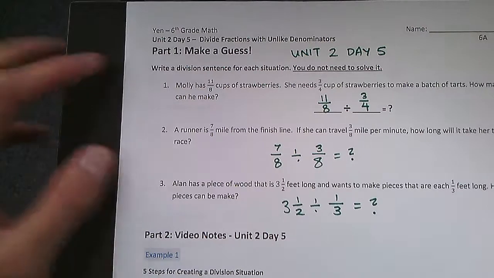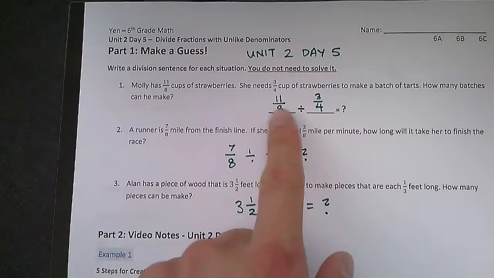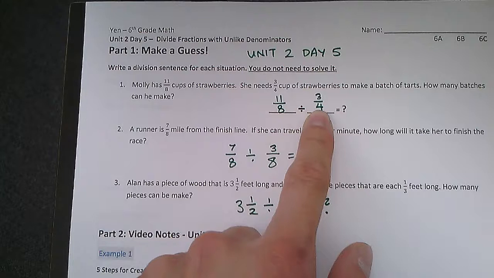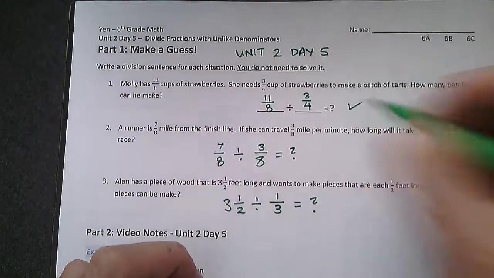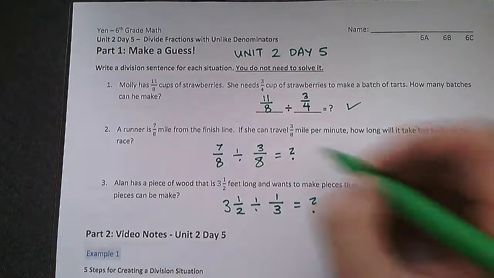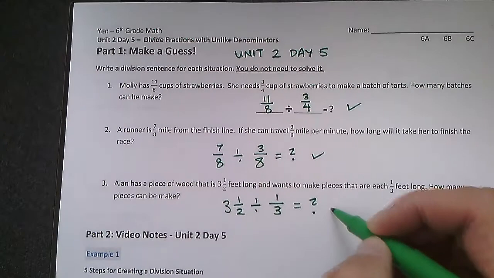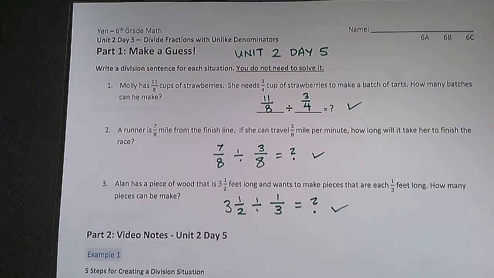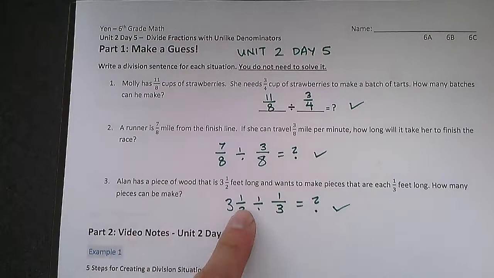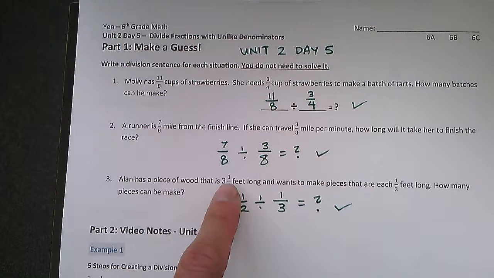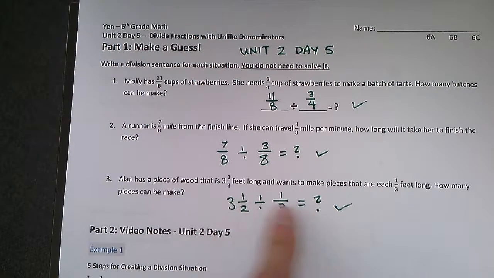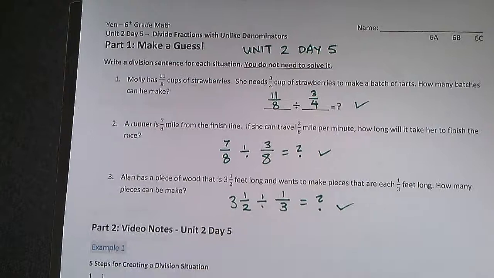For part 1, let's check our work real quick. 11/8 divided by 3/4. If you got that, good. 7/8 divided by 3/8 for this one, and then 3 1/2 divided by 1/3. If you got that, put a check. So anytime we're writing a division equation from a situation, you think to yourself, how much am I starting with? In this case, 3 1/2. And I'm splitting it into sections that are how big? 1/3.